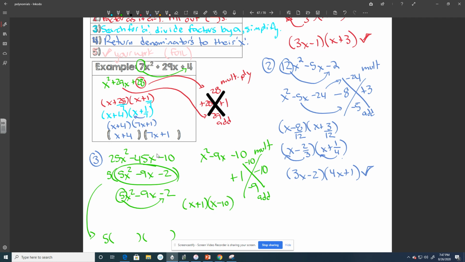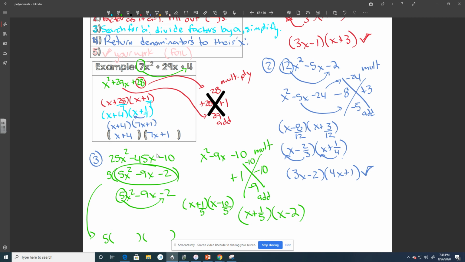Now here's where I've got to fix. I stole the 5. Remember, we kidnapped the 5, so we got to go looking for it. So I'm going to put it back down here on the bottom. Since I multiplied to steal it, I'm going to divide to put it back. And then I'm going to simplify. This one right here, x plus 1 over 5, just stays x plus 1 over 5. This one becomes x minus 10 over 5, but 10 over 5 is 2. So that becomes x minus 2.